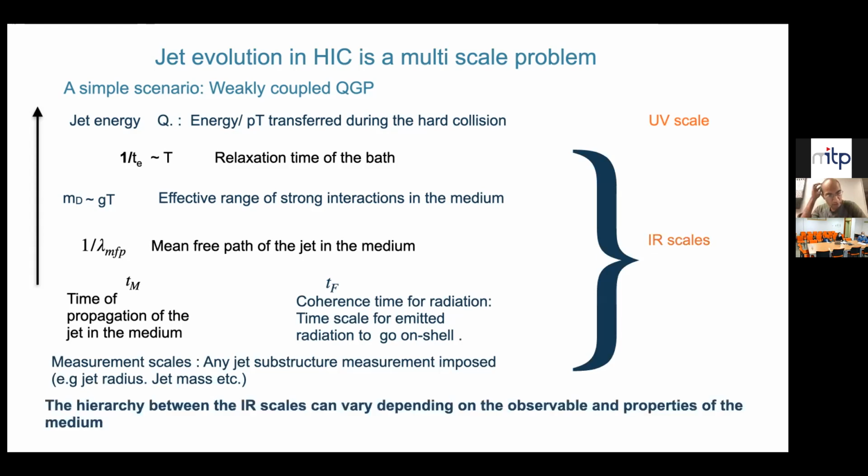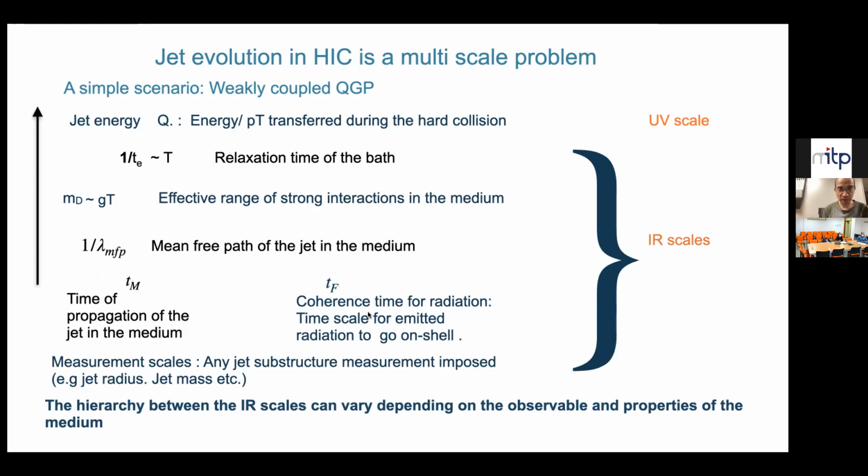And usually the hierarchy between these scales can change. It typically depends on the observable and the properties of the medium. So in this case, for a weakly coupled medium, this hierarchy holds, but these two scales might still vary depending upon the length of propagation of the jet in the medium, and typically the energy and angle of the radiation.